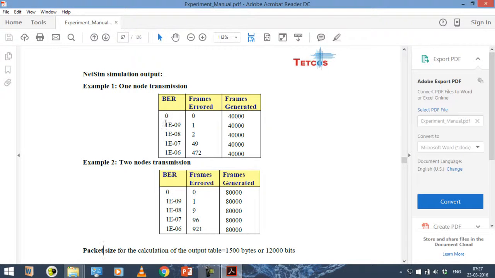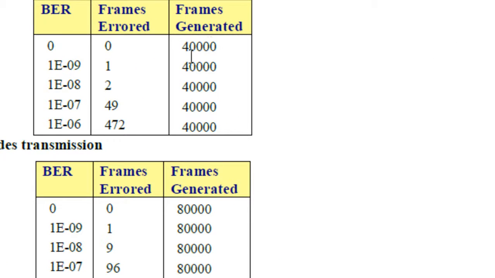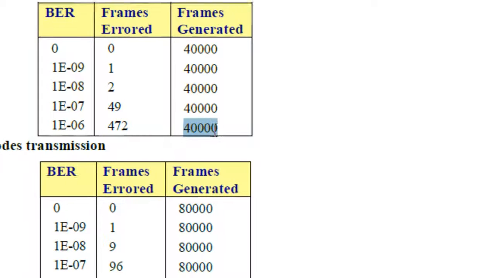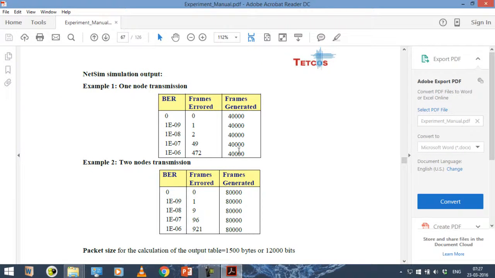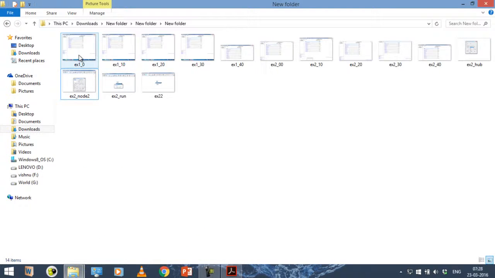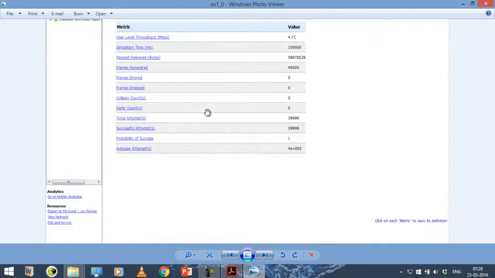Okay, when the bit error rate is 0, the frames error should be 0, and frames generated should be 4000. When the bit error rate is 10 power minus 9, frames error should be 1, and frames generated is 4000. Similarly, when the bit error rate is 10 power minus 6, the frames error should be 472 and frames generated should be 4000. Then there are 2 nodes for the hub. So let's see. When there is 0, the frames error should be 0, and frames generated is 4000.